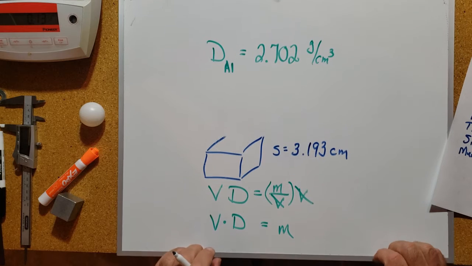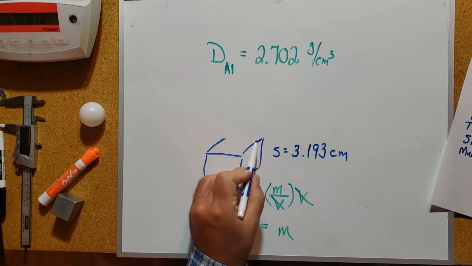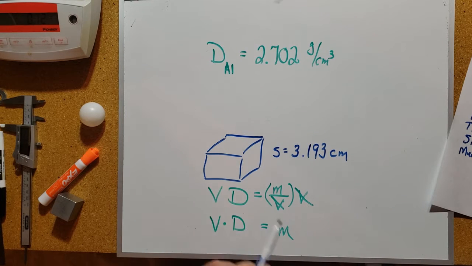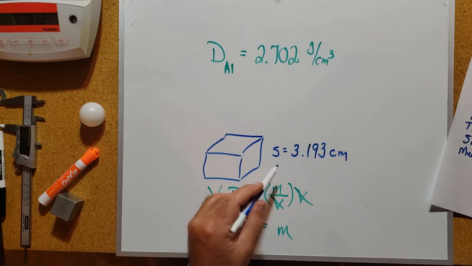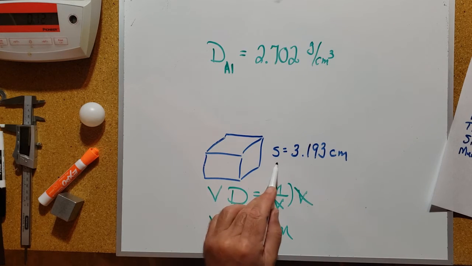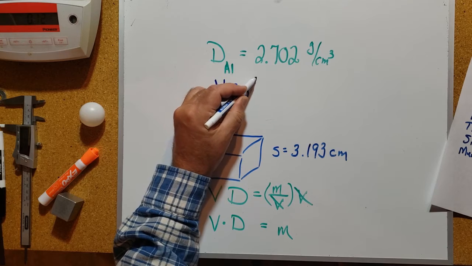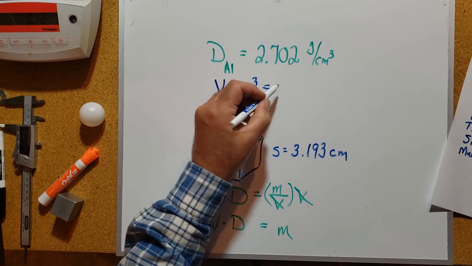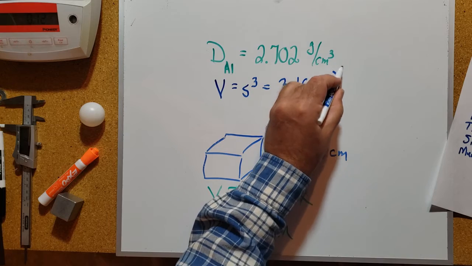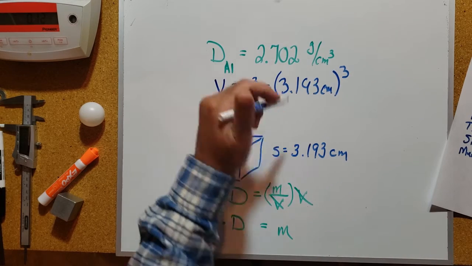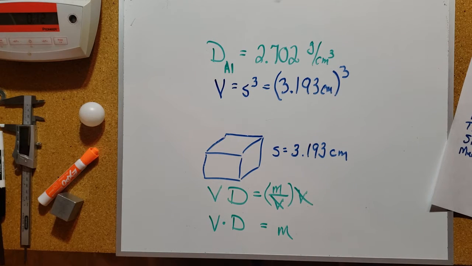Where's the V coming from? The V is going to come from a calculation that we're going to do here based upon its geometry. I know it's a cube with the side equal to this length. What's the volume of a cube? It's side times side times side. If all the sides are the same, it is side cubed, in other words. Volume is equal to side cubed, which is equal to 3.193 centimeters, and that is cubed. That means it's multiplied by itself 3 times. You don't multiply it by 3. You multiply it by itself 3 times.